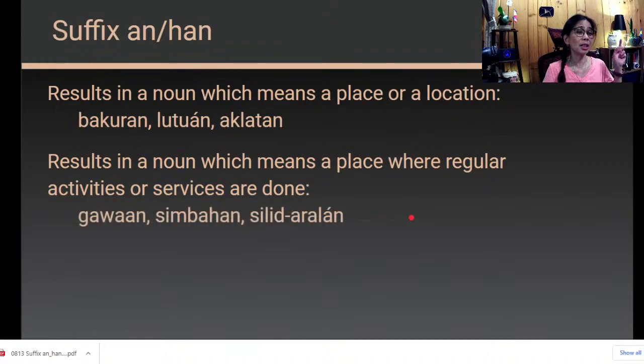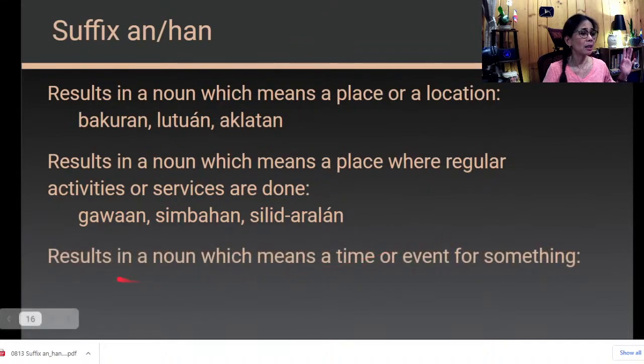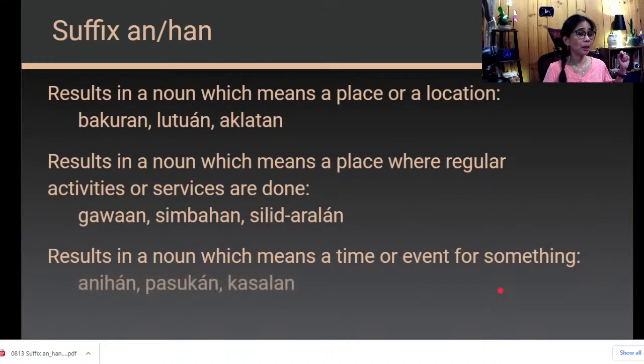So of course, gawaan, factory; simbahan, church; silid-aralan, study room. And next, it results in a noun which means a time or event for something. Our examples: anihan, harvest time; pasukan, school opening; kasalan, wedding day. So, time or event. Feel free to raise your questions.